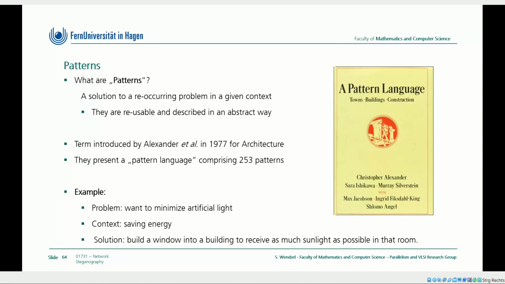They described a so-called pattern language that comprised 253 different patterns, and an example of the patterns that they described could be the following. If the problem is that we want to minimize artificial light, then the context could be to save energy, and the solution would be to build a window into the building to receive as much sunlight as possible in that room.